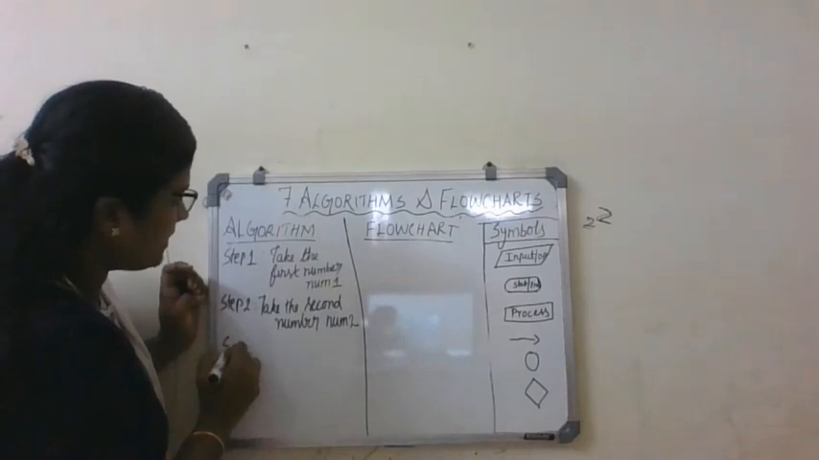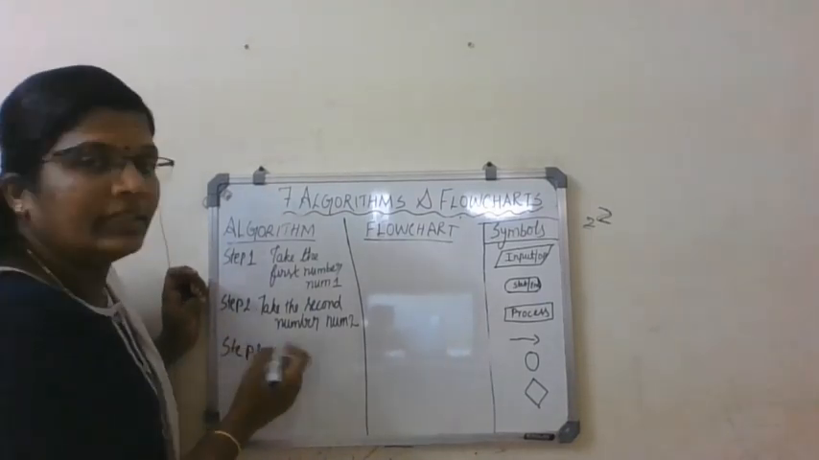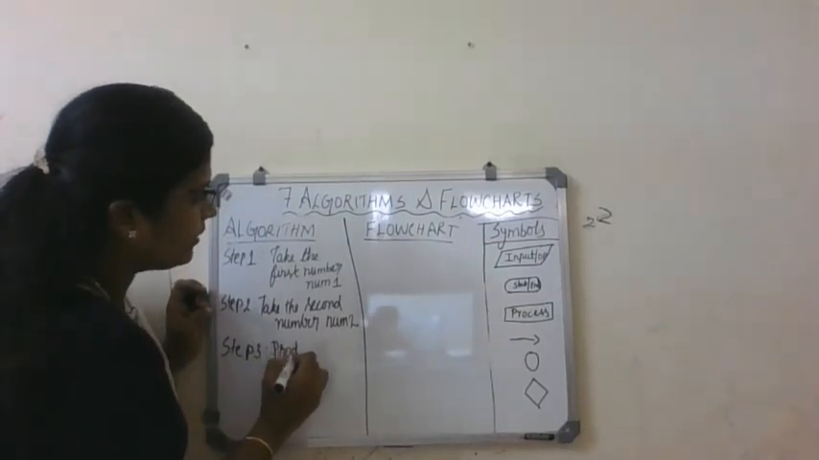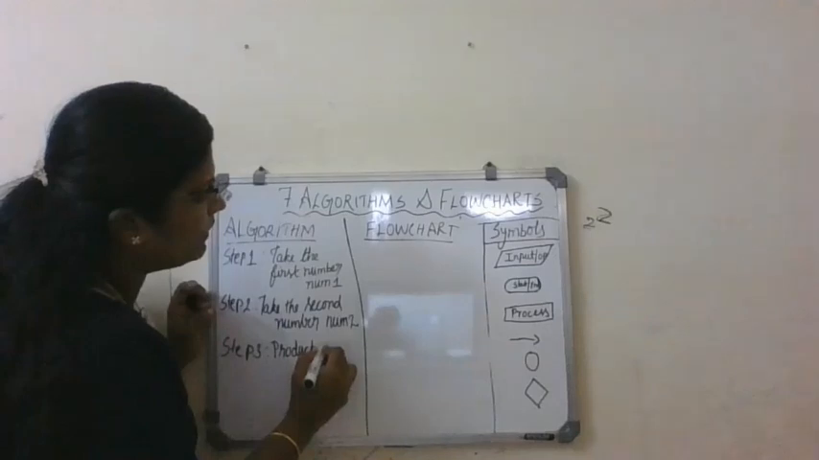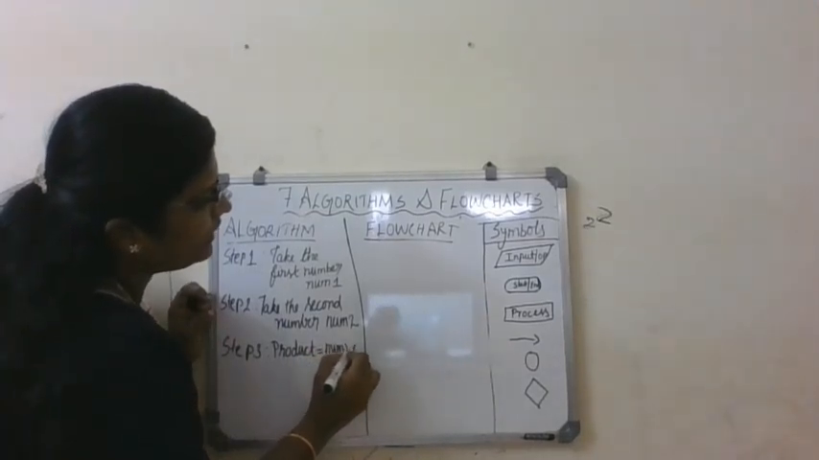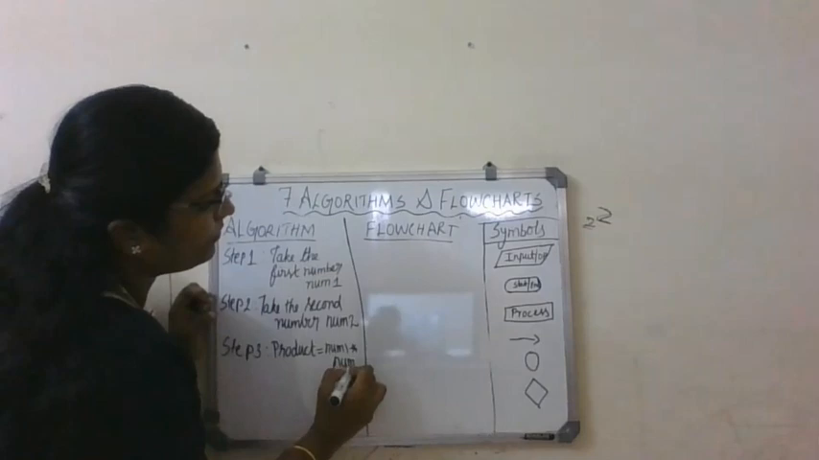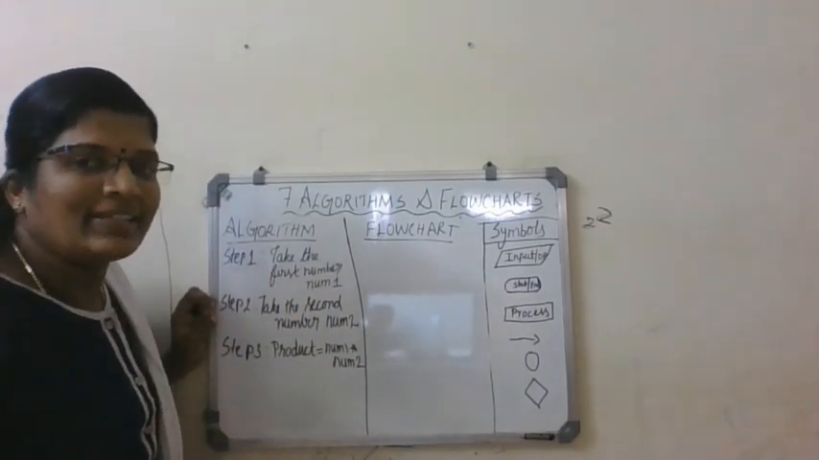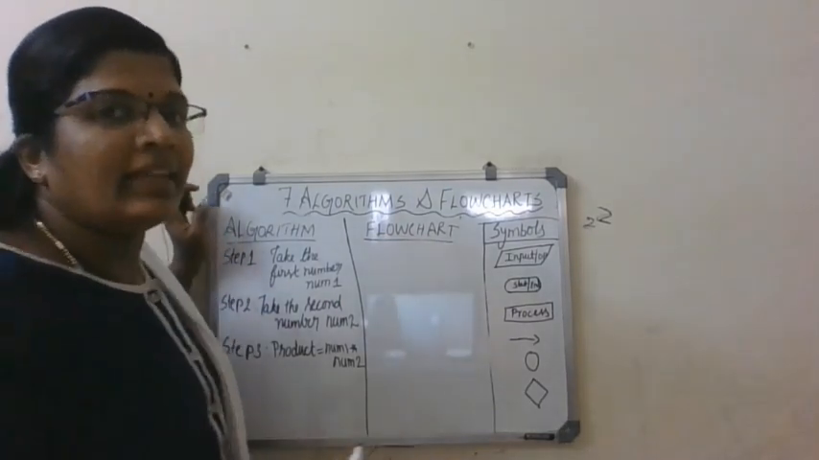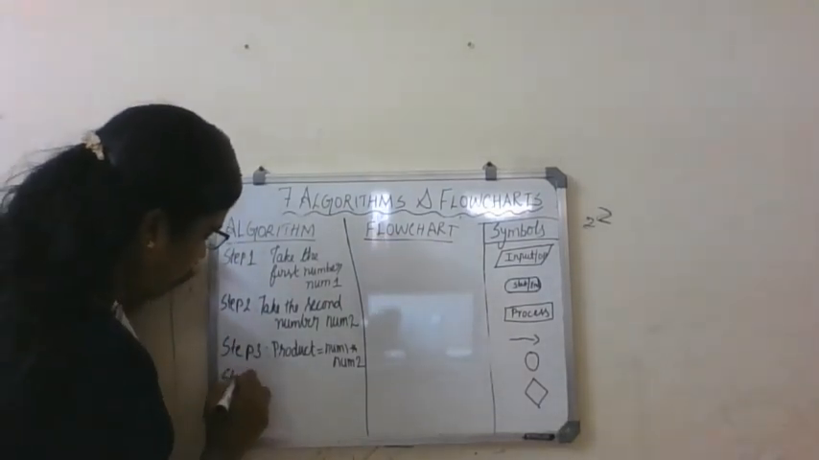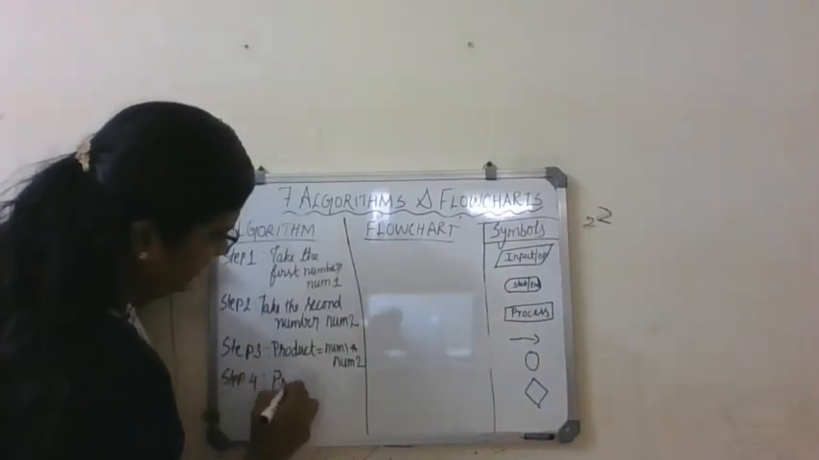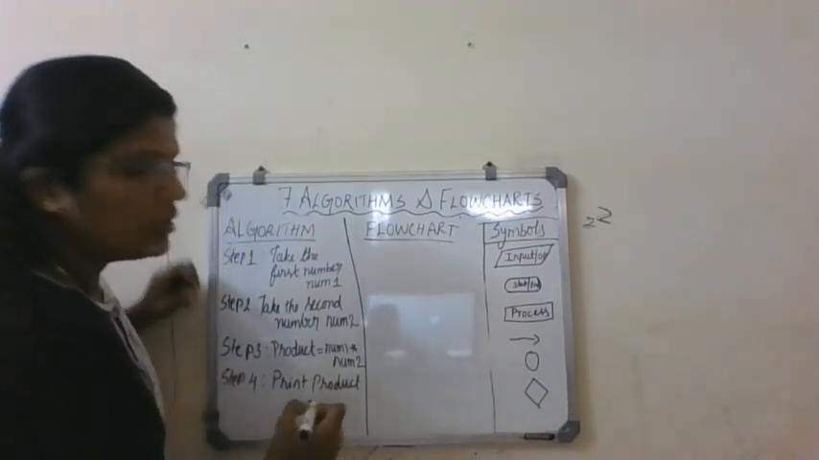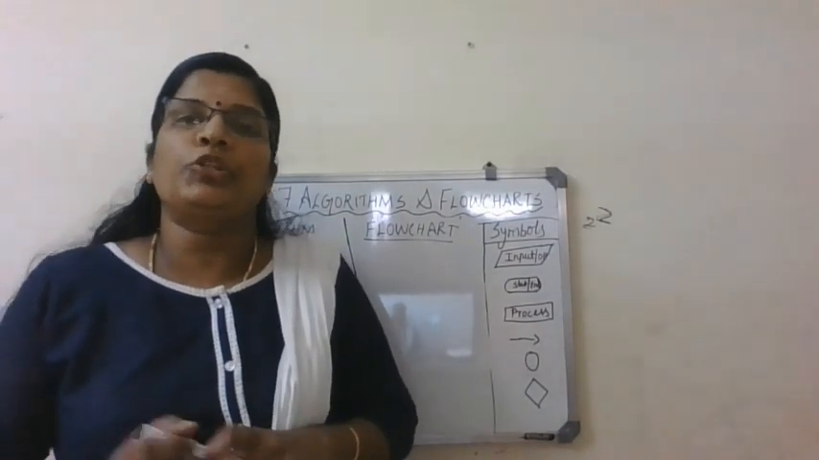Okay, then the third step is input, it's over, so the next step is processing. So process means calculation. So what is the calculation? Product is equal to num1 into num2. Okay, so process is over. Then what is next? Yes, next is displaying the result. Okay, so step 4, print product. So this is an algorithm for multiplying two numbers.